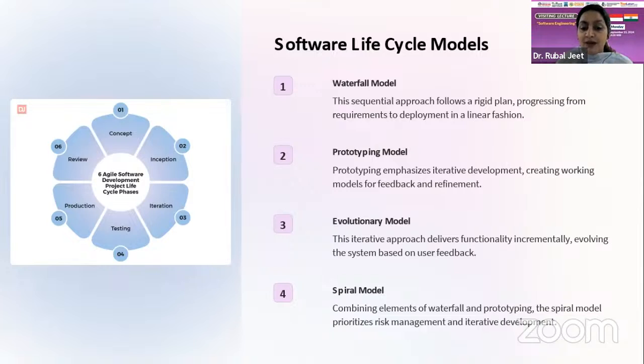Then we have the spiral model. As we said, the waterfall model is for the small project, the small domain. If we talk about a large project, something big in the market, we always discuss the spiral model. The spiral model basically has a risk management factor. Now, what is the risk management factor? They always try to prevent errors.